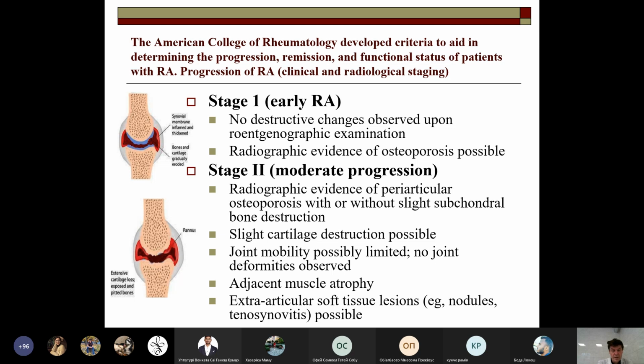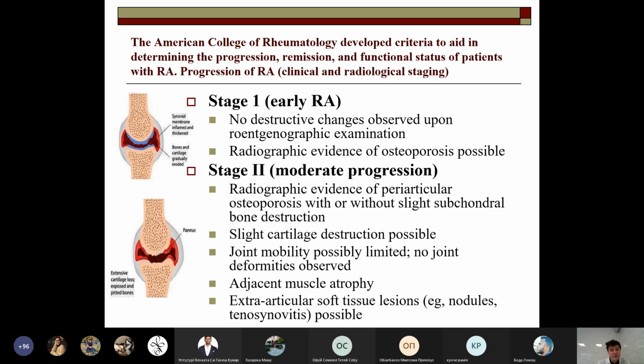So stage 2 is called the moderate progression stage. Moderate progression is associated with periarticular osteoporosis with or without slight subchondral bone destruction. The destructive process can be noticed at this stage, along with slight cartilage destruction. Joint mobility is possibly limited, but joint deformity is not frequently observed.